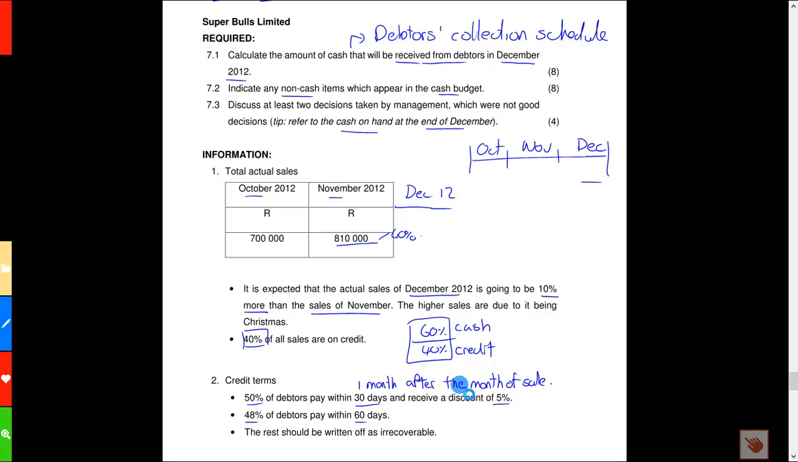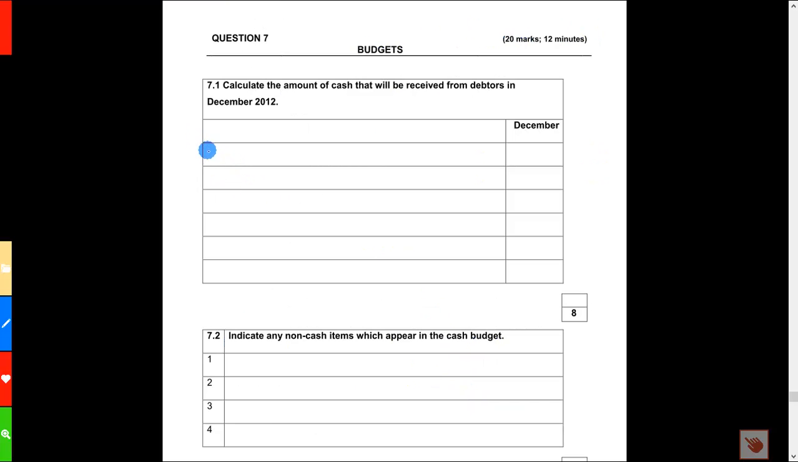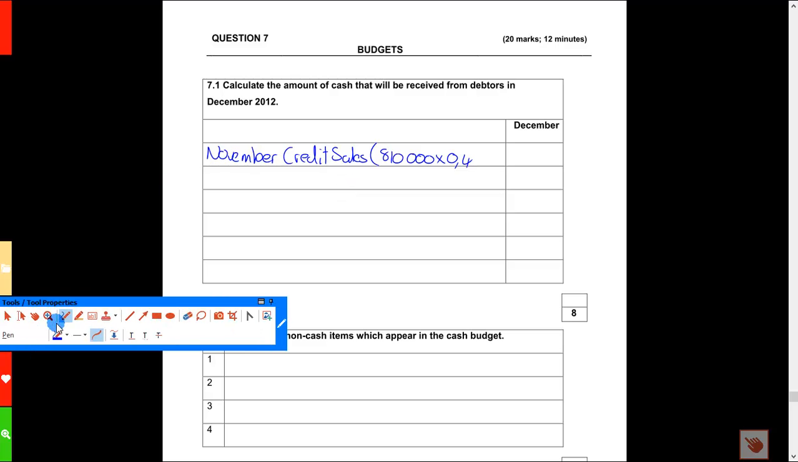Right, so here we go. We've got November sales. November credit sales specifically is 810,000. That's the total sales. We multiply this by 40% to get the credit sales. Then of this amount that we get, we're going to still further, maybe let's just move it to a new line. Let's just move that one quickly.